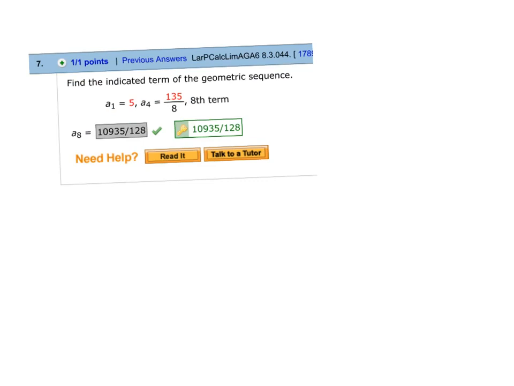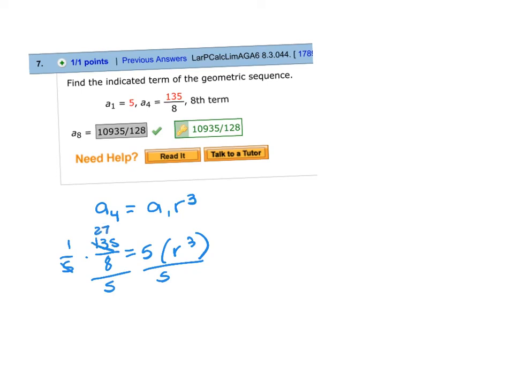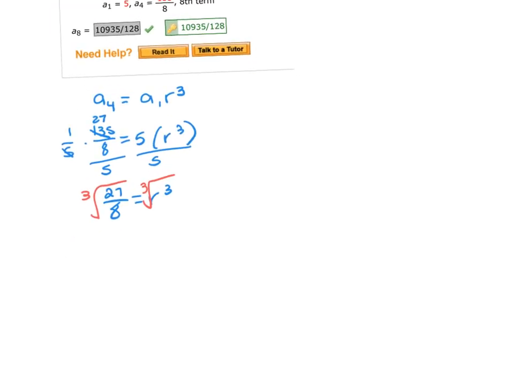Okay, 7, find the indicated term. So again, we have to set up, but this time there's a jump, right? So we talked about yesterday, if there's a jump, I could go largest one on the left, small one on the right, and then the exponent on the r has to make that jump. So what does the exponent on the r have to be? So then I'd get 135 over 8 equals 5 times r to the 3rd. Divide both sides by 5, which is multiplying by a 5th. That would be 27. I'd get 27 over 8 equals r to the 3rd. Cube root. The cube root of 27 is 3. The cube root of 8 is 2. Now I have the r.